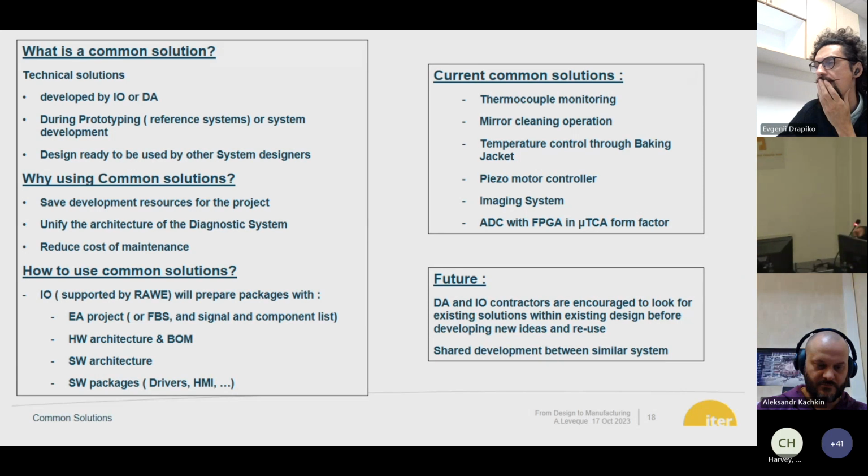Yes, I guess I have a couple of questions. On the current slide that you have, it says how to use common solutions, and I will prepare the package like EA project, hardware architecture.